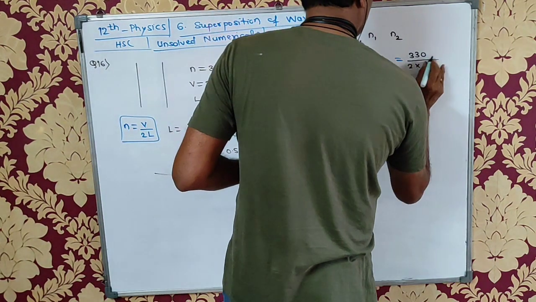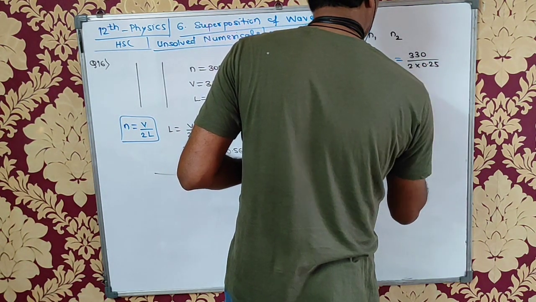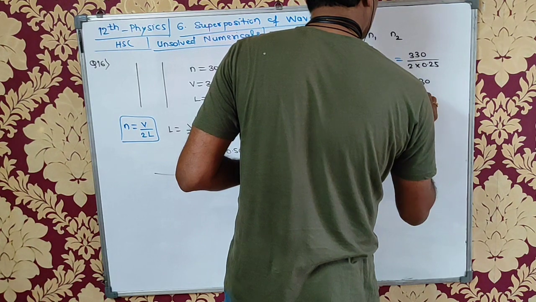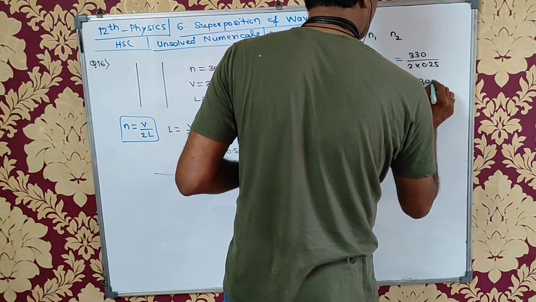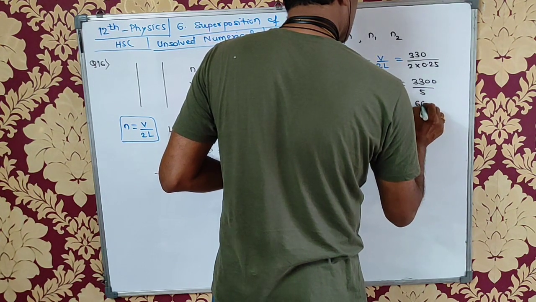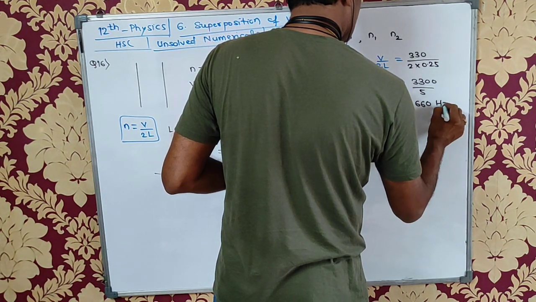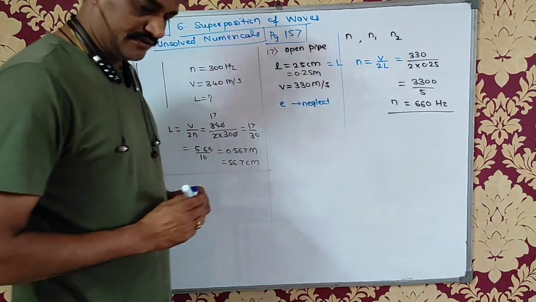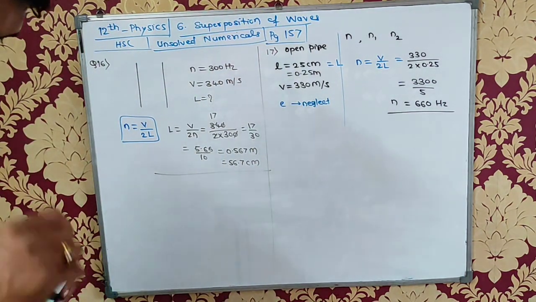meter. 2 into 0.25, so this will become 330 upon 0.5. 0.5 means 5 and one zero is added. So the fundamental frequency is 660 Hz. This is the fundamental frequency. That's the first answer. Okay?